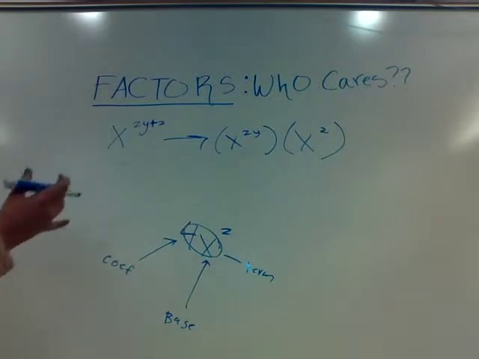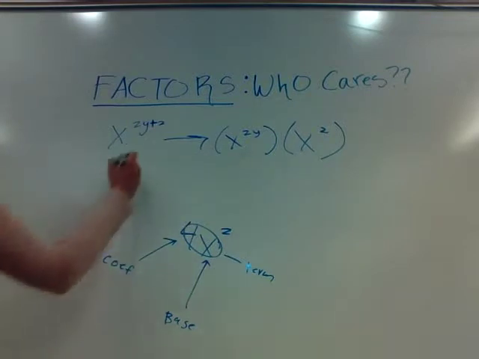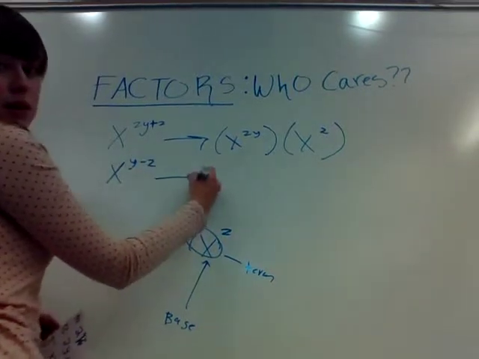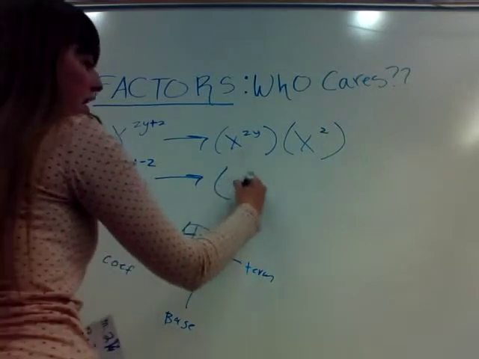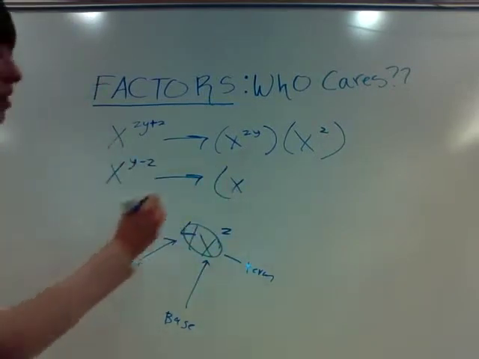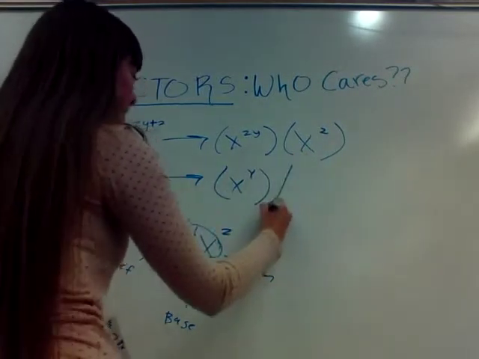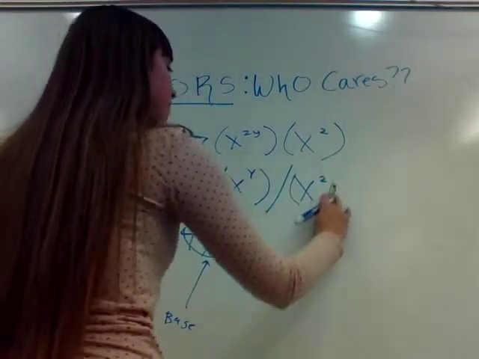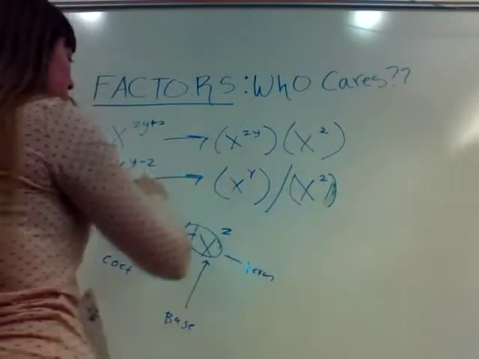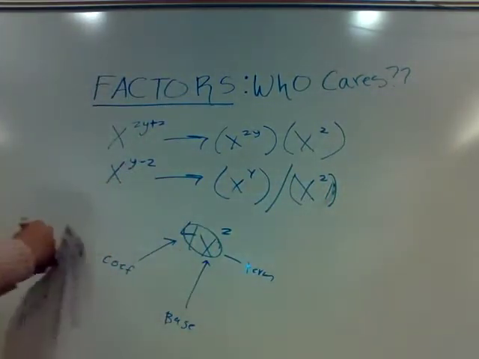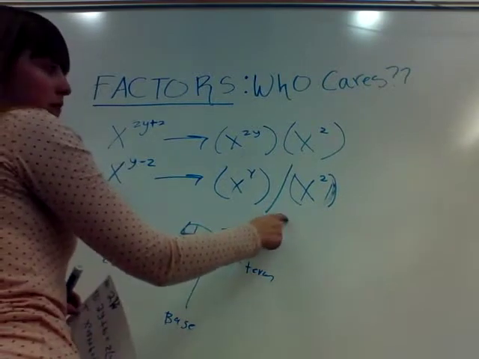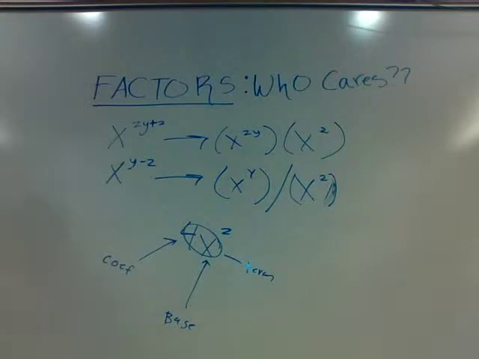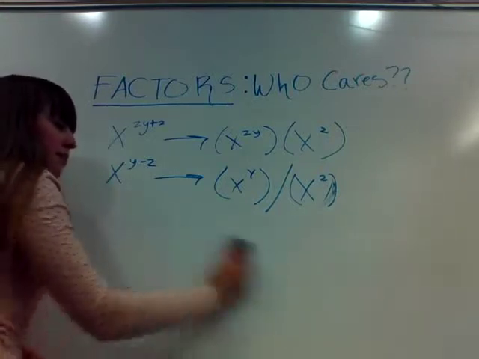So on the other spectrum, if you do x to the y minus 2, it therefore becomes x to the y divided by x to the 2. And this 2 is not negative because it is on the denominator half of a fraction, so it gets moved down. So next up is Ayat, and she's going to be doing a few more examples.